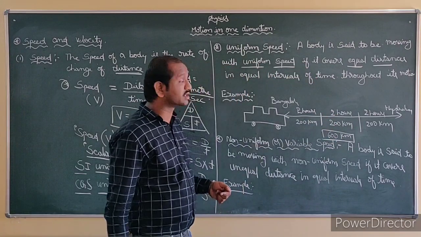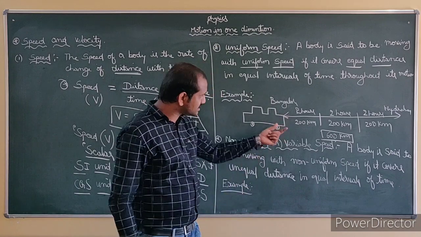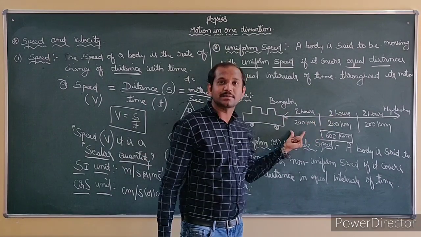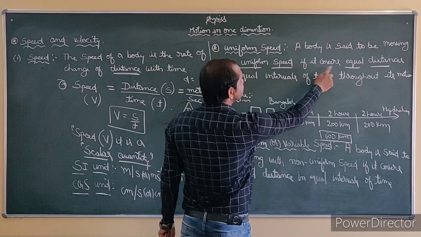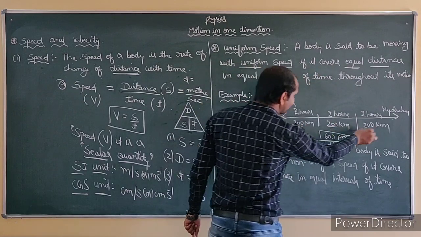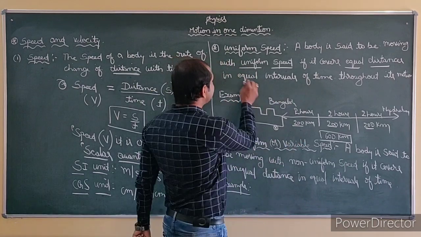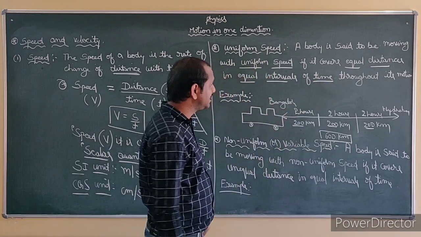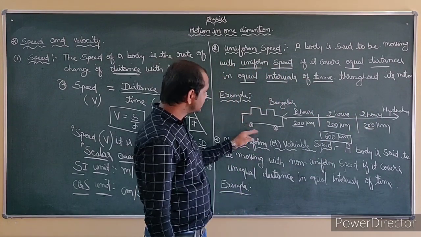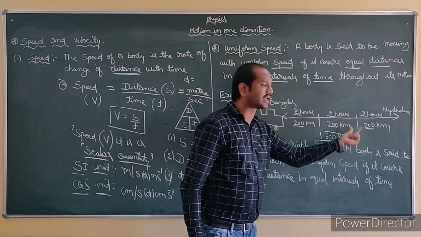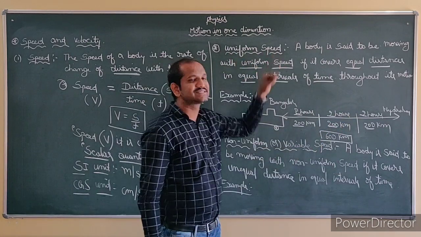But come back to the definition. A body is said to be moving with a uniform speed when it is moving... Now our question arises: was the bus from Bangalore to Hyderabad moving with a uniform speed? Yes or no, let us find out. Look at that. Is it covering equal distances of 200 kilometers? But is that enough? No. Equal distances in equal intervals of time. What was the equal interval? 2 hours. Therefore, since it is covering equal distances in equal intervals of time, the bus moving from Bangalore to Hyderabad is moving with a uniform speed.